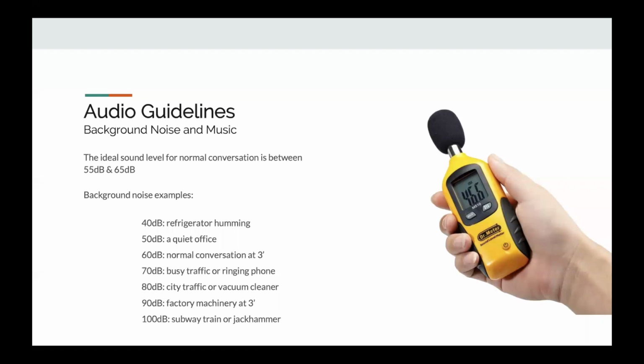To put that into perspective for you, 40 decibels is a refrigerator humming, 50 decibels is a quiet office, definitely not ours. 60 dB is a normal conversation at about 3 foot. And when you start to go 70 dB and higher, that's where you get things like busy traffic, city traffic, factory machinery, or subway trains.